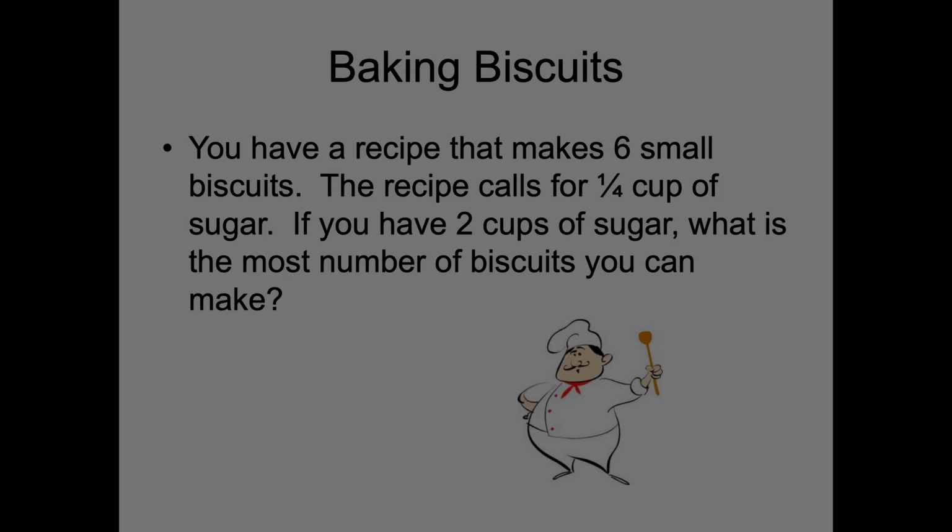You have a recipe that makes 6 small biscuits. The recipe calls for 1/4 cup of sugar. If you have 2 cups of sugar, what is the most number of biscuits you can make? Now with students, within drawings or different types of manipulatives, they could dive in and try and make sense of this situation, to try and get ideas of how many biscuits they think they could make.